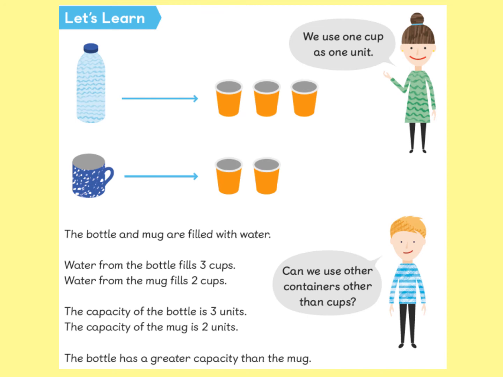Okay? Now, if we look at the picture, we can see that this water bottle can fill up 3 cups of water, 3 units of water, okay? While the teacup can only fill up 2 cups of water, 2 units, okay? So which container has the greater capacity? Which of these containers has more space inside of it? Yes, it's the water bottle, isn't it? Because the water bottle can hold 3 cups of water, while the teacup can only hold 2. And 3 is greater, 3 is more than 2.